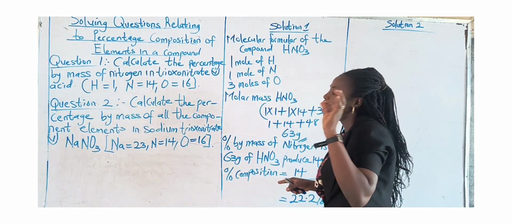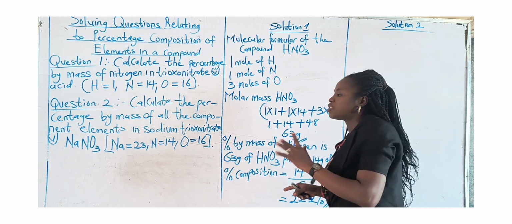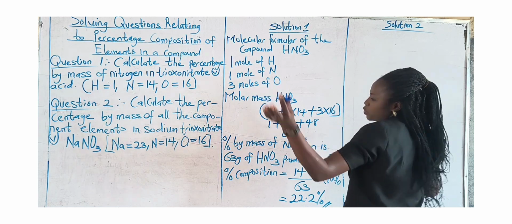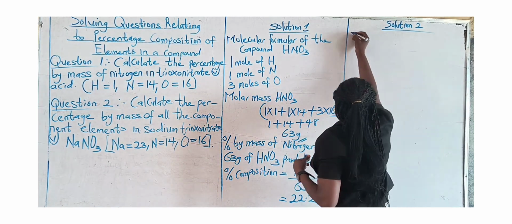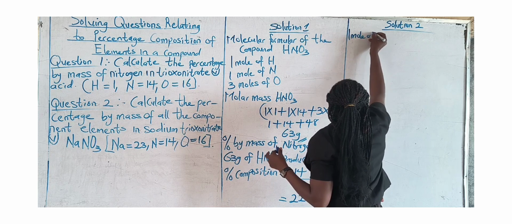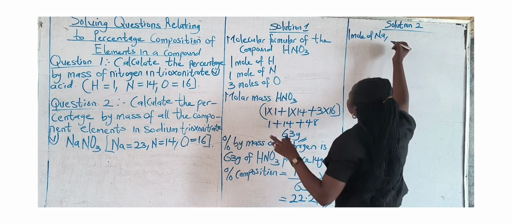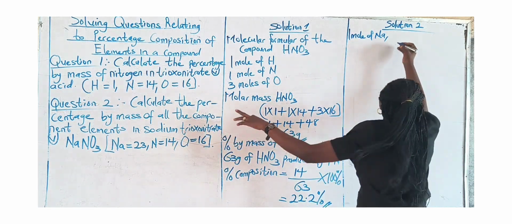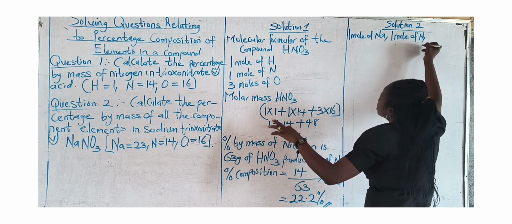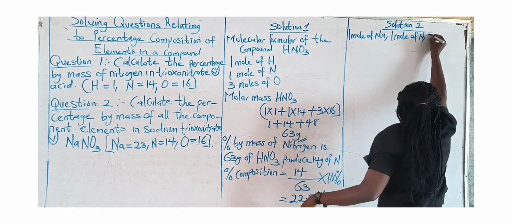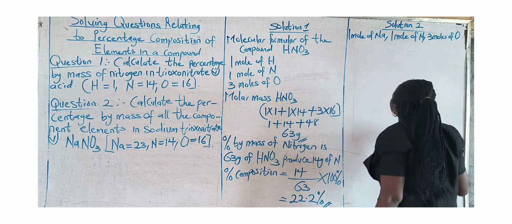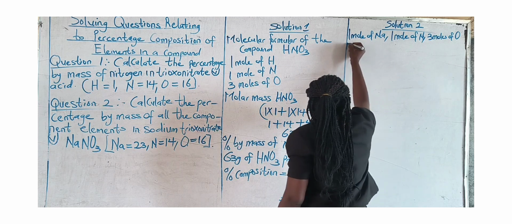It's NaNO3. So the elements present are sodium, nitrogen, and oxygen. Let's go directly like we did here. How many moles of Na? 1 mole of Na. How many moles of nitrogen? 1 mole of nitrogen. And how many moles of oxygen? That is 3 moles of oxygen.